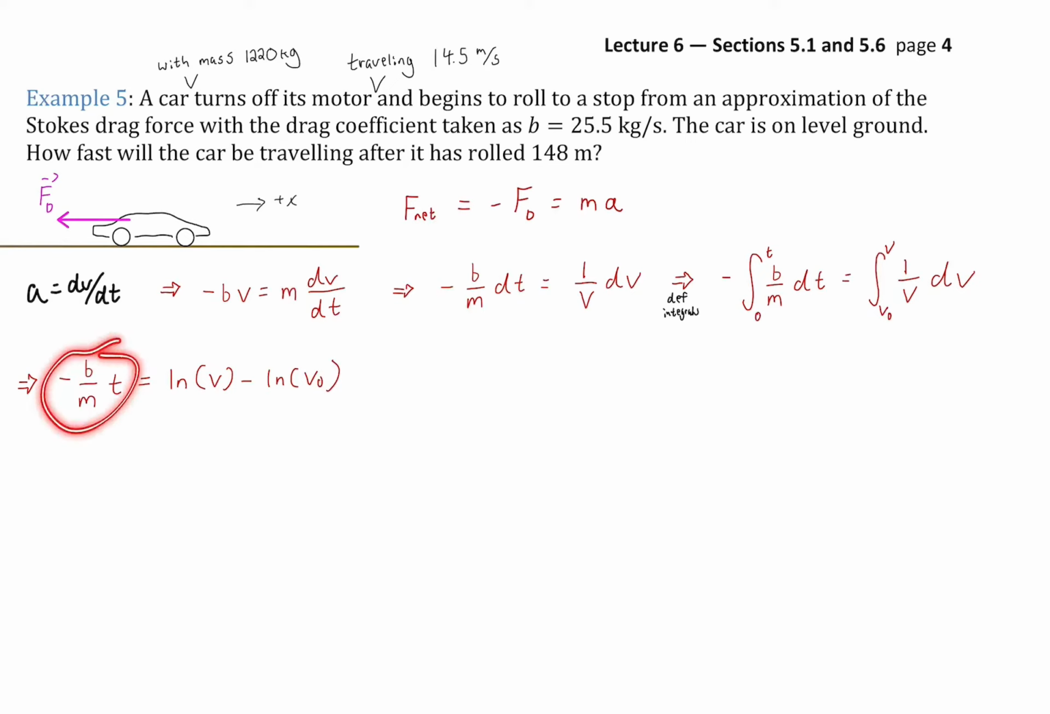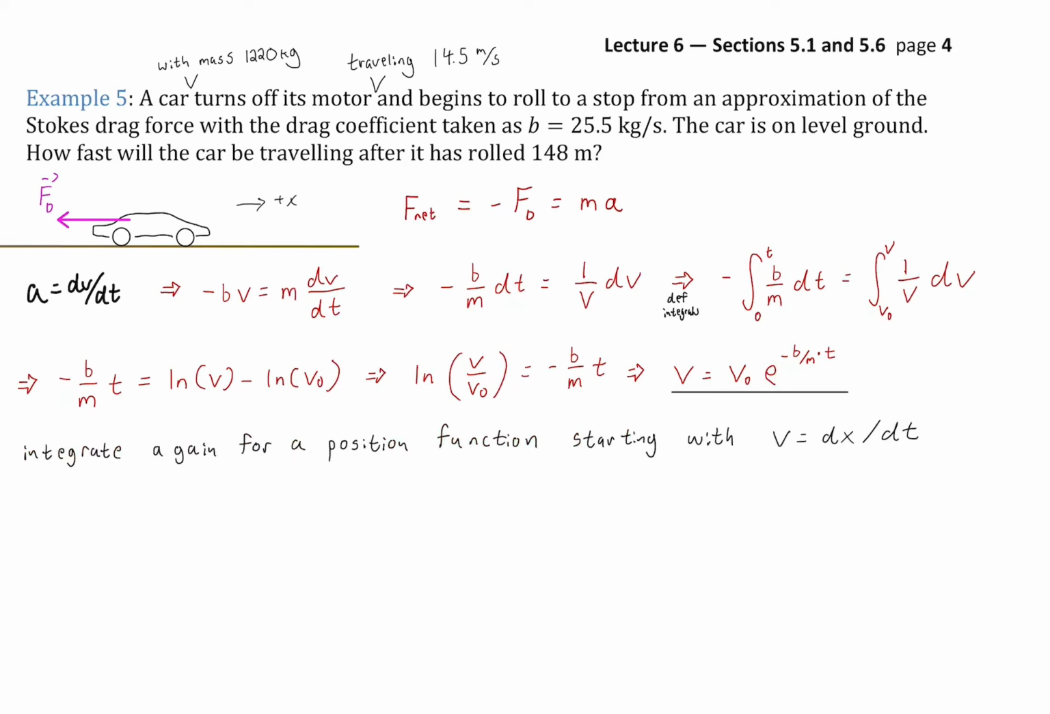All right, this one just becomes linear. And then we'll have the natural log of v minus the natural log of v naught. And then we'll use our law of logarithms, so a lot of the same steps. And then here we go. We have our velocity function.